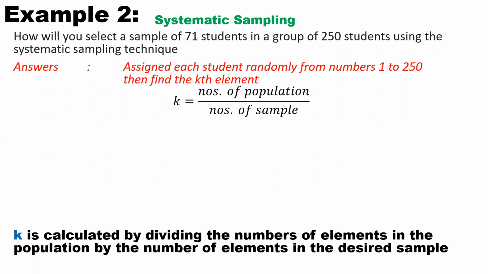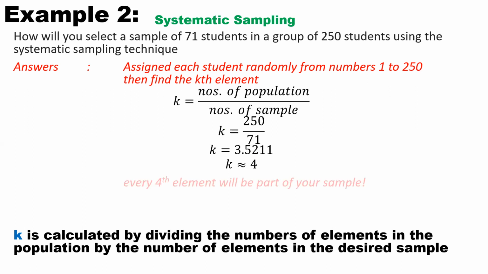So what is the number of our population? 250 students over 71 students. So 250 divided by 71 is 3.5211. So we can round it up again, so we can use 4. Therefore, every fourth element will be part of our sample.